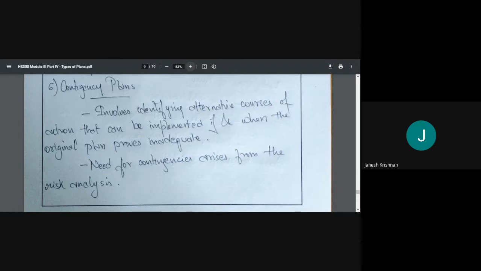Okay? If and when. The word important. If and when the original plan proves inadequate. Okay. So the need for contingency arises from risk analysis.